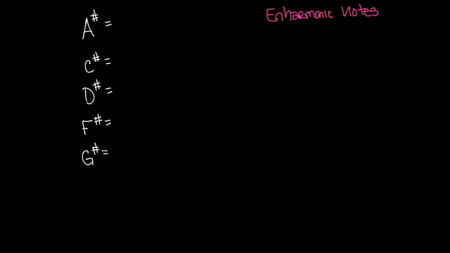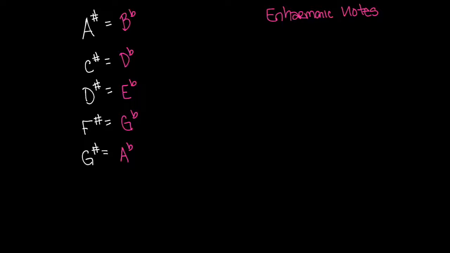Okay, so we understood that A sharp is equivalent to B flat. C sharp is equivalent to D flat. Can you guess the remaining ones? D sharp is equivalent to, hopefully you said E flat. F sharp is equivalent to G flat. And finally, G sharp is going to be equivalent to A flat. Once again, just for the beginner for now.